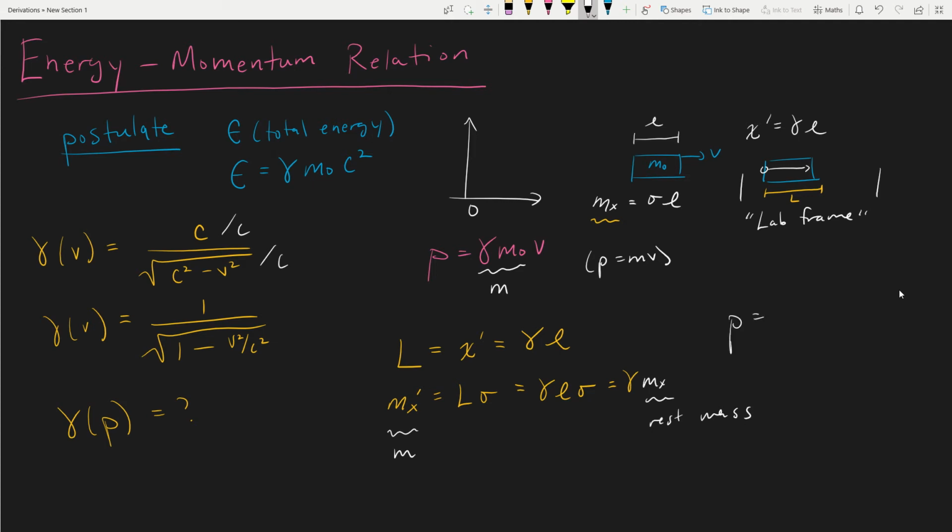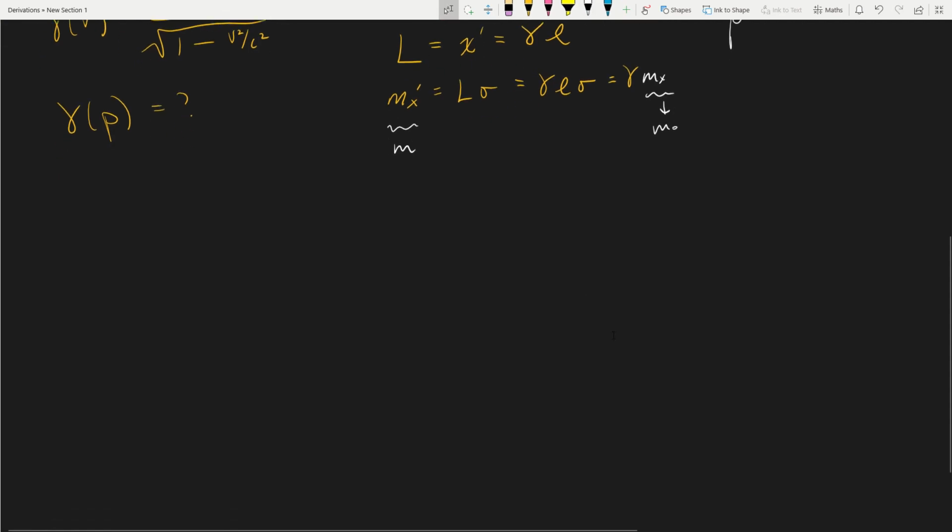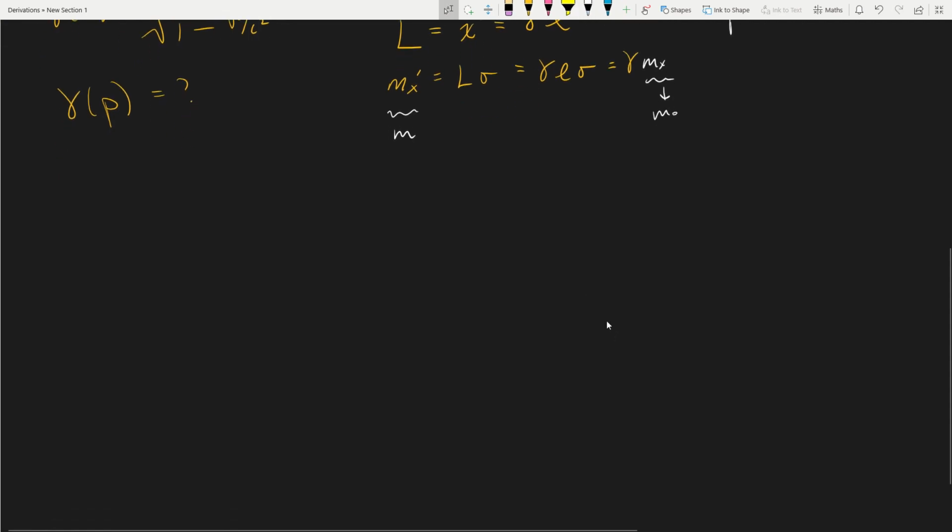say that P equals gamma times m naught v, where, like I said, this mx really is m naught in that definition. Okay, so that gives us a little bit more to move forward with. So let's give ourselves some space, move down here. We know that P equals gamma m naught v, and then gamma as a function of v is equal to 1 over the square root of 1 minus v squared over c squared.